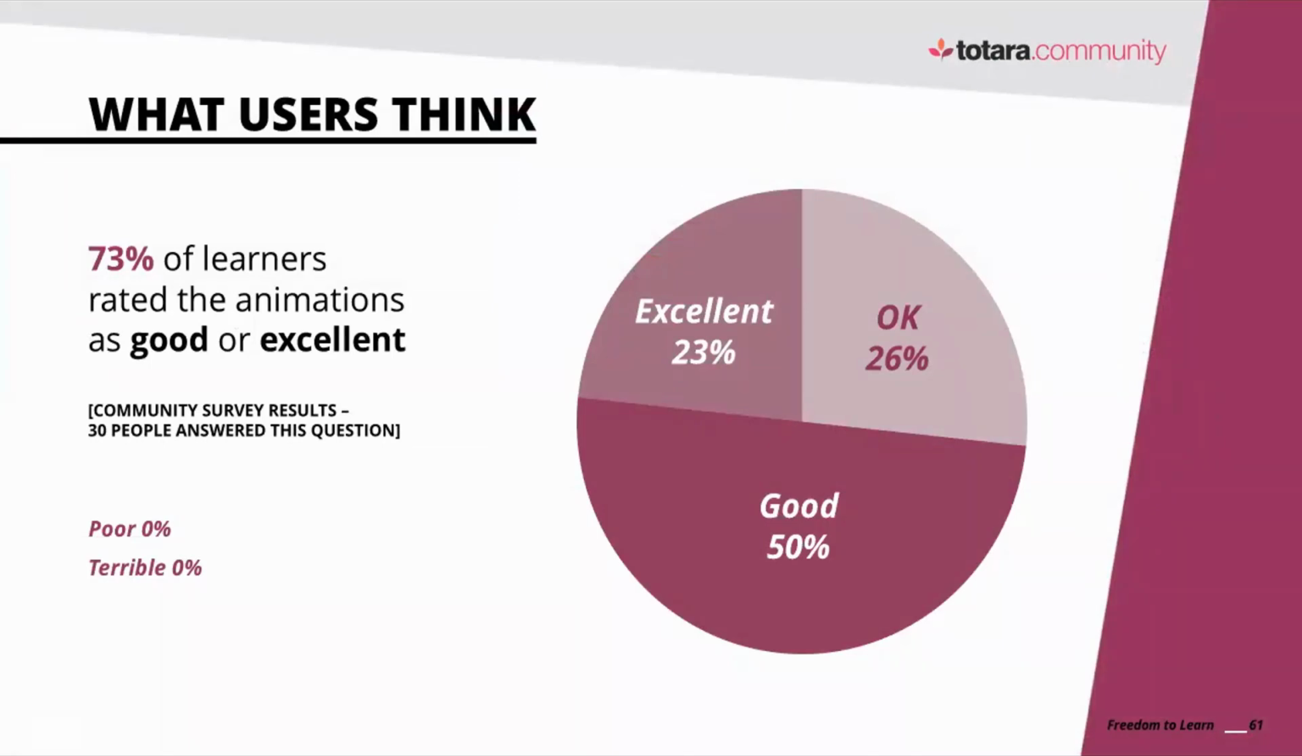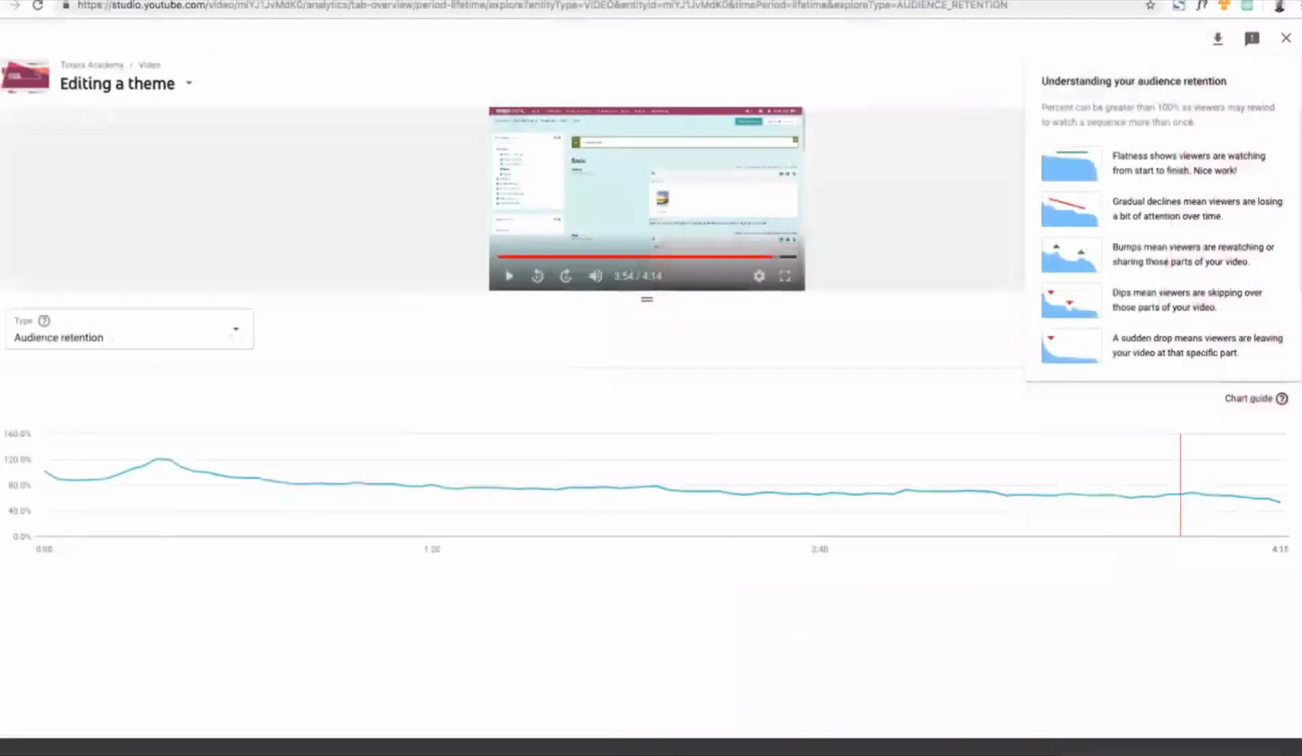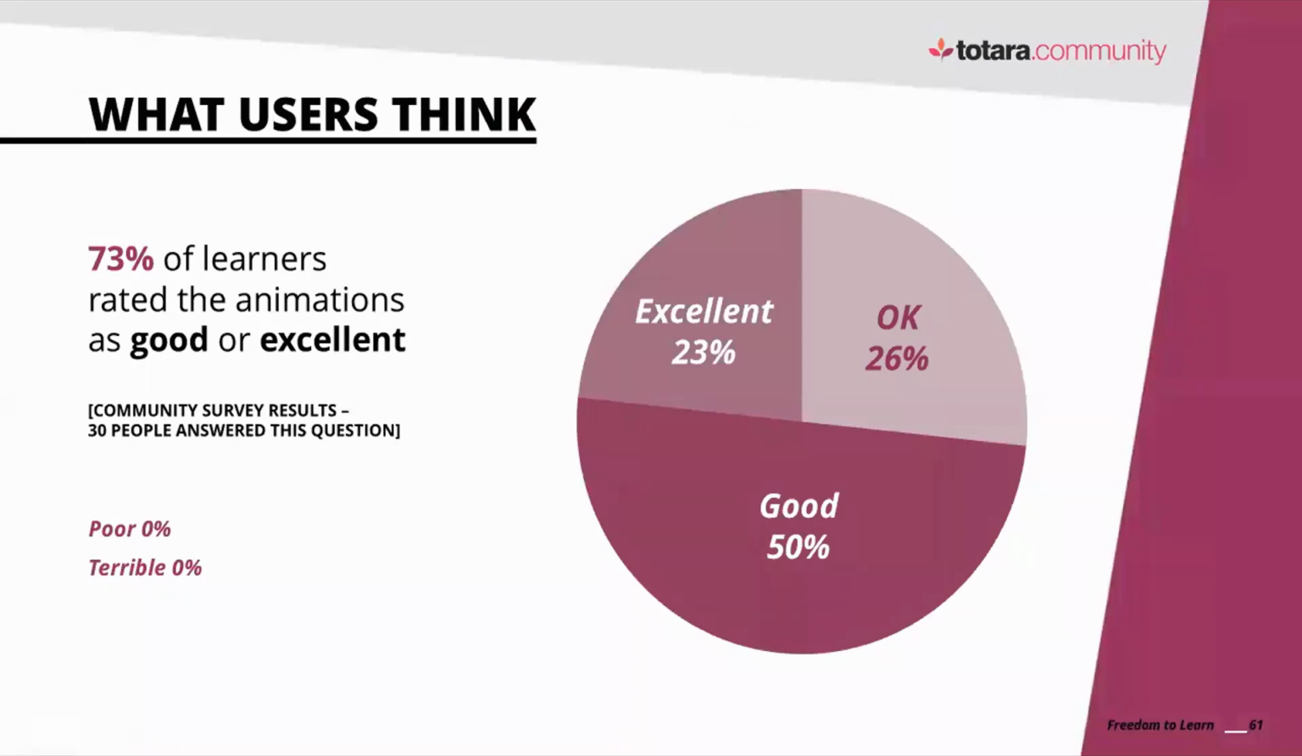So here, we actually did a survey as part of the Academy and community, and we included a question about animation. So here you can see 73% of learners rated the animations as good as or excellent. Landslide, that's great. 0% poor, 0% terrible. So we're pretty happy with that, but we could always do better because some people are just saying it's okay. So we could look back at some of these graphs and stats and see what we want to do to improve our animations in the future.